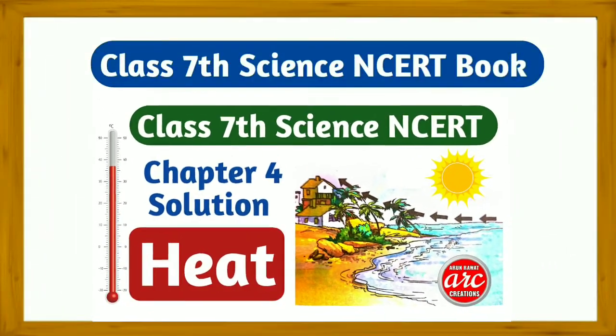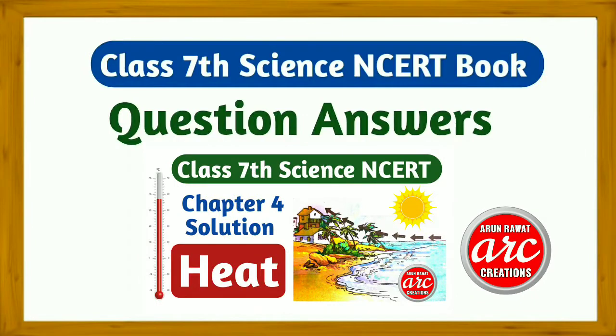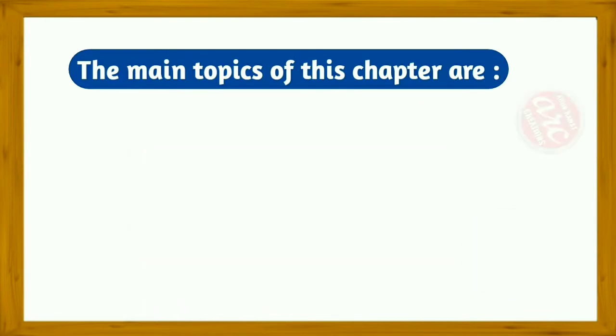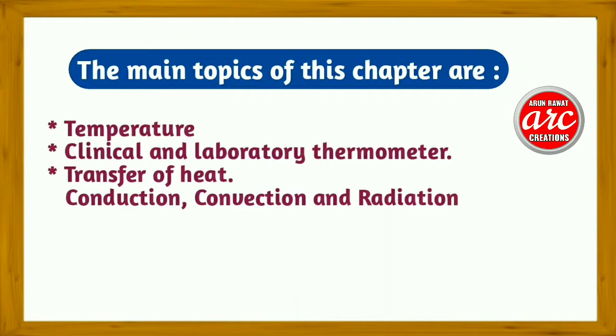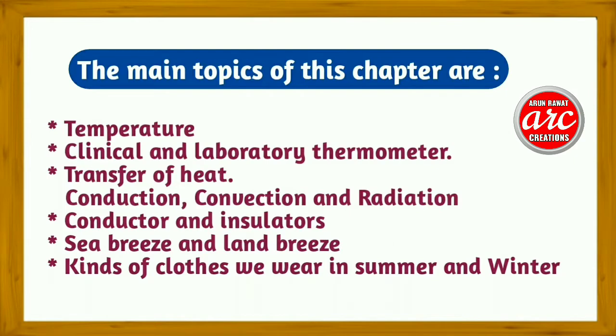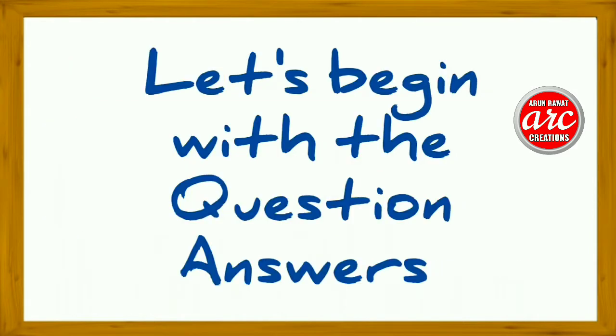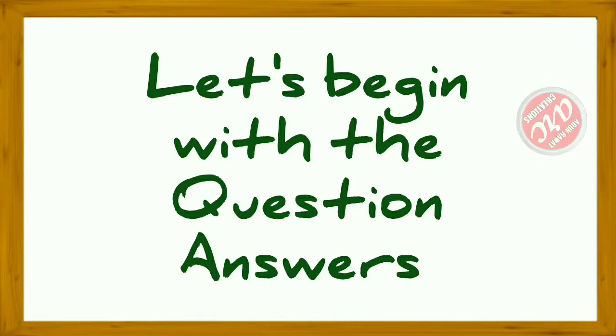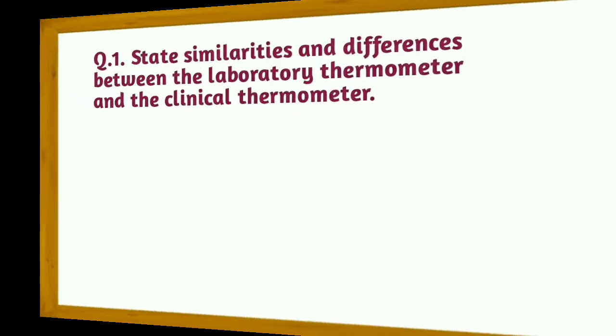Today we are going to do question answers of chapter 4 Heat, class 7 Science. The main topics of this chapter are temperature, clinical and laboratory thermometer, transfer of heat, conduction, convection and radiation, conductors and insulators, sea breeze and land breeze, kinds of clothes we wear in summer and winter. Important topics are covered in the question answer sections. Let's begin with the question answer.